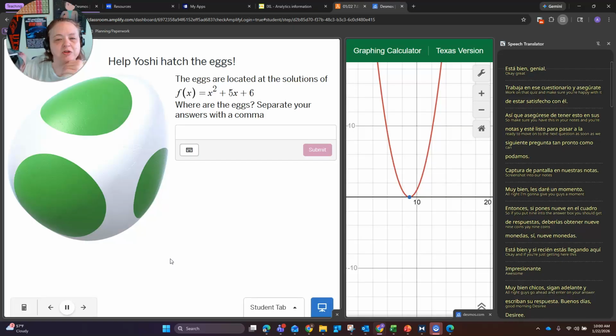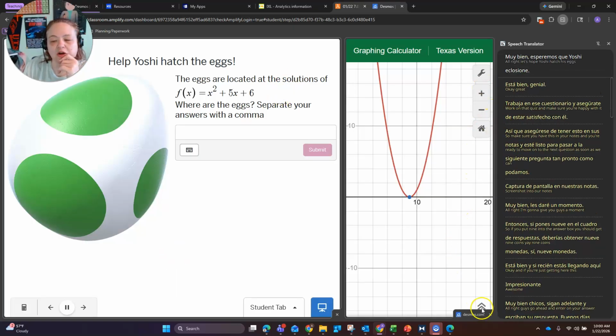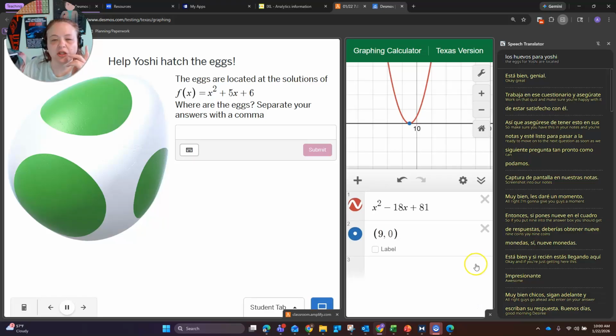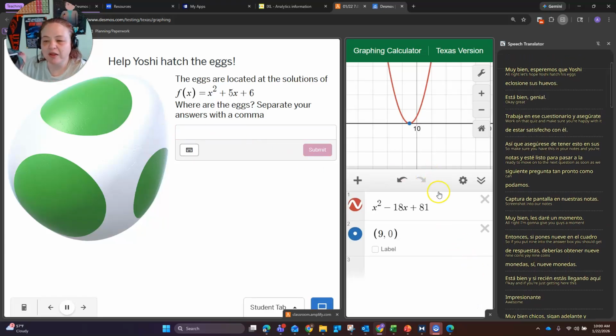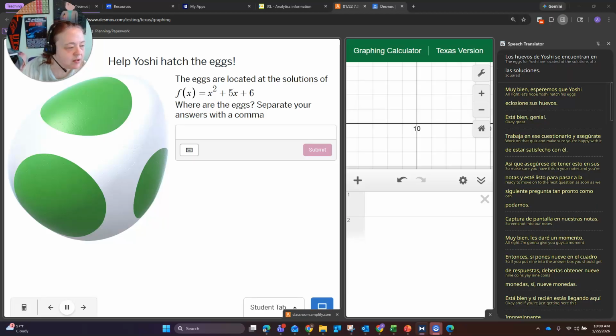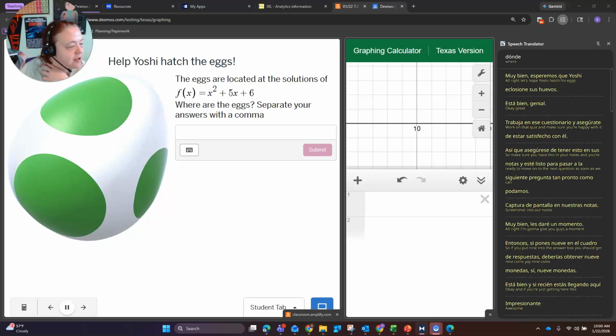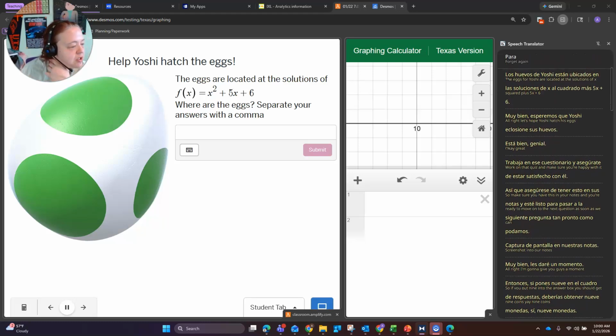All right, let's hope Yoshi hatches eggs. The eggs for Yoshi are located at the solutions of x squared plus 5x plus 6. Where are those eggs? Separate your answers with a comma. I'm going to give you a minute. Don't forget, same concept. When the timer goes off, you can hit enter on your answer in chat. It is way better than trying to do this in a text survey.